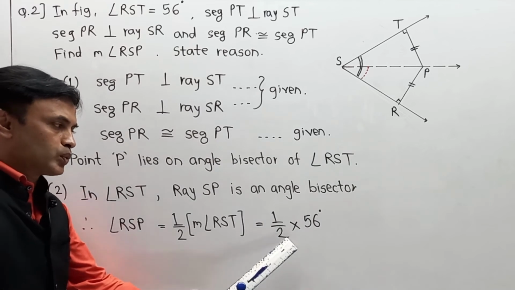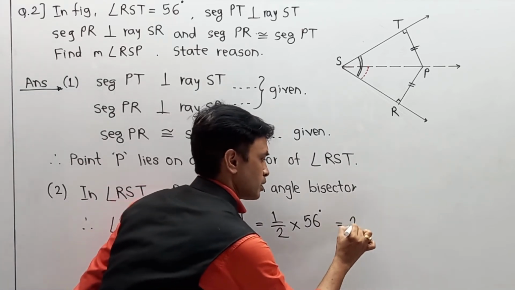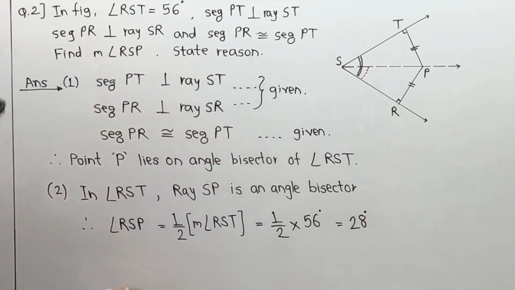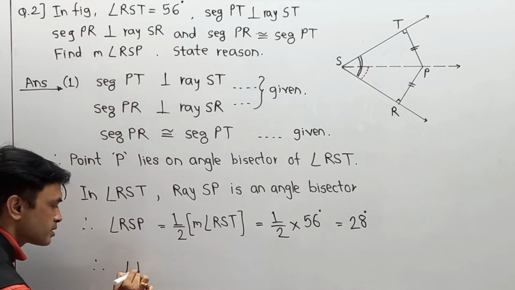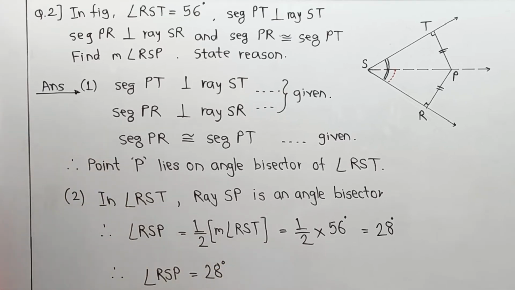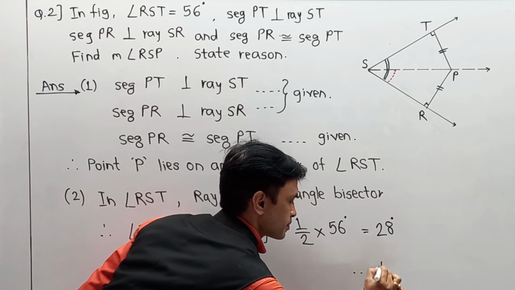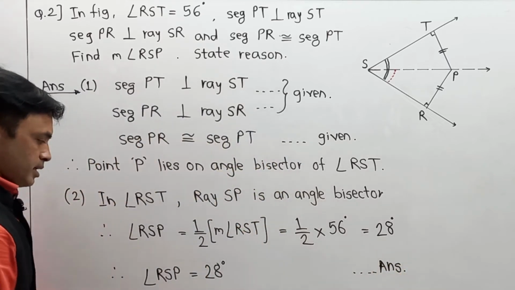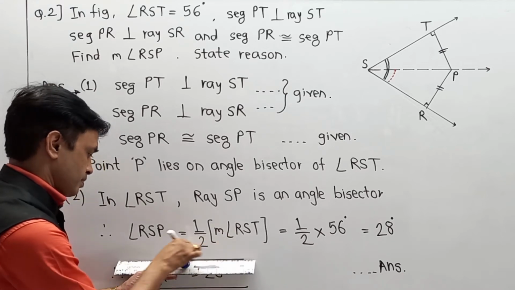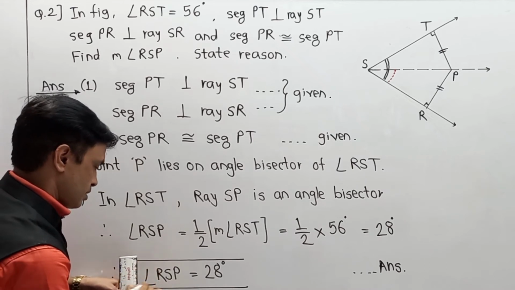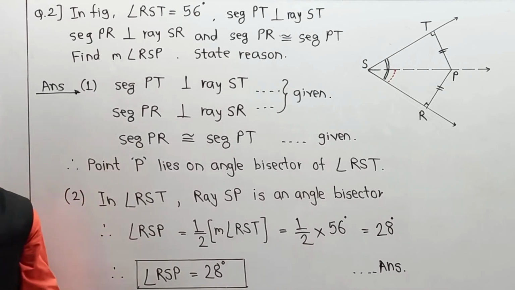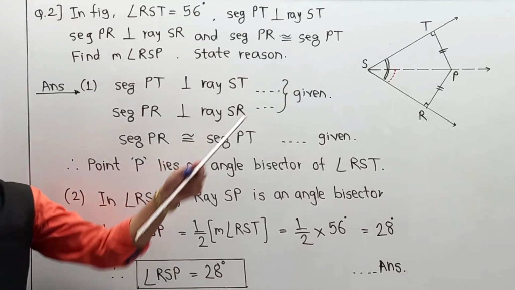If I divide it by 2, 2 2s are 4, carry 1 and 2 8s are 16, means 28 degrees. So our value of angle RSP is equal to 28 degrees, and it is your main answer. So I am going to write it as the answer, and as it's the final answer, I am going to make a simple box around it. And in this way, we can complete the respective answer. Remember that you cannot write the answer directly.